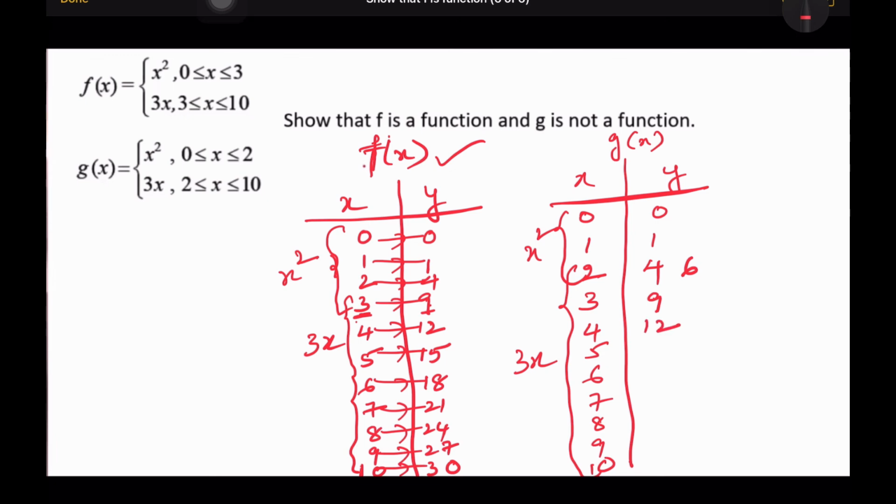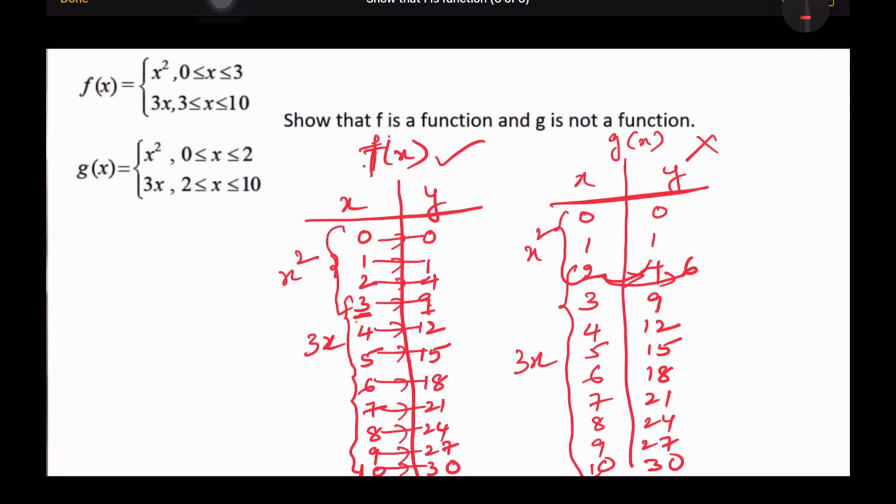Now for 0 to 2, it is x square. So here you are getting 0, 1 and 4. From this part it is again 3x. Meaning 2 3s are 6, 3 3s are 9, 4 3s are 12, then so on. In the same way, whatever values are there on that side, we can just write down those values.